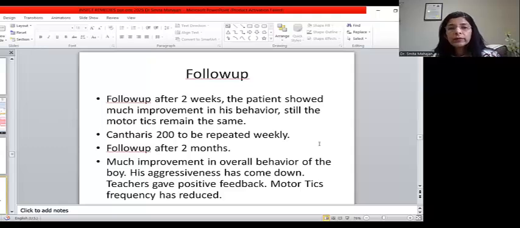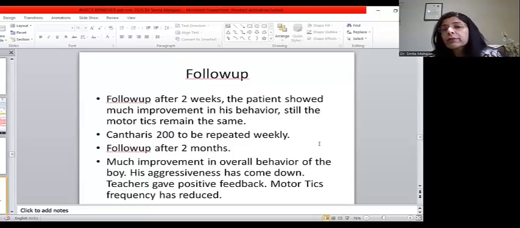Follow-up: after 2 weeks, the patient showed much improvement in his behavior. Still the motor tics were the same, but overall his behavior was improved. Cantharis 200 was repeated weekly. They came after 2 months. There was much improvement in his overall behavior. And slowly over the span of 8 months, his aggressiveness has come down.